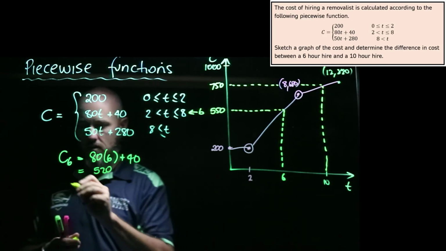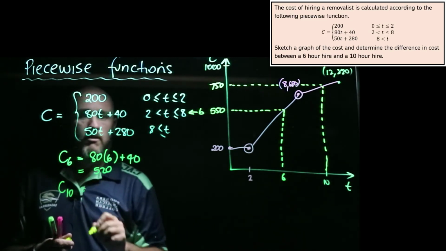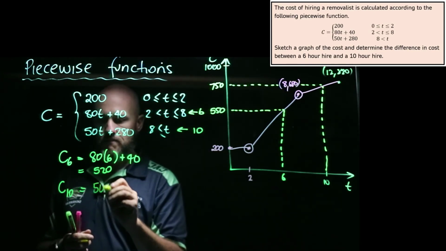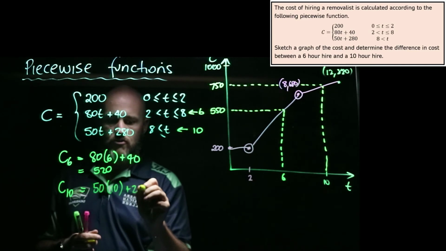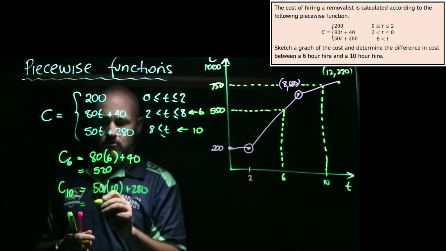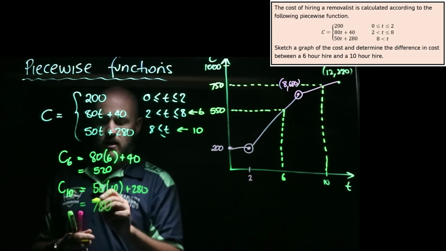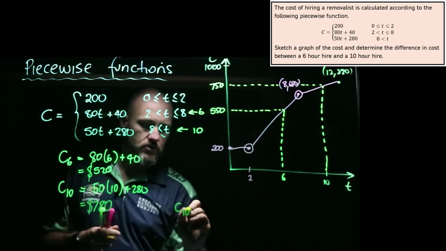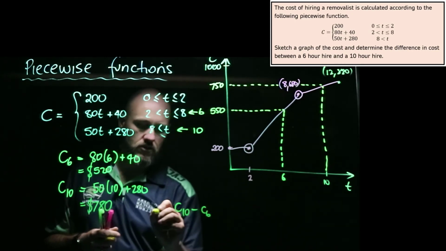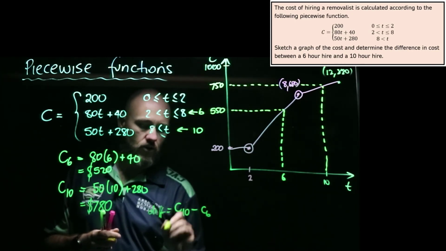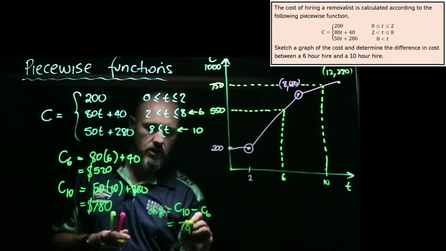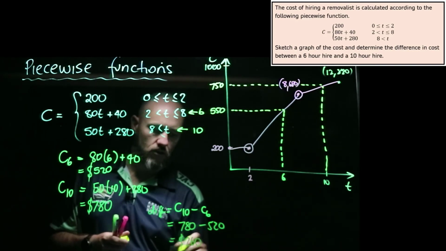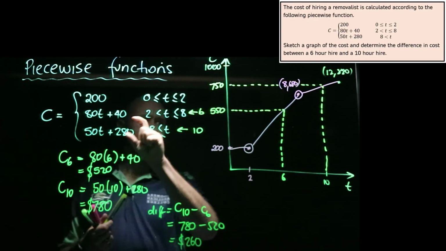Not a bad little estimate there. And then we can find the cost at 10 as well. So 10 is in this component. And 50 times 10 plus 280 is equal to 500 plus 280, which is 780. So they're both measured in dollars. And then our cost difference is the cost of 10 minus the cost of 6, which I write as difference. That's what I'm trying to calculate. That's equal to 780 minus 520, which is $260. So we can calculate the cost difference algebraically as well.